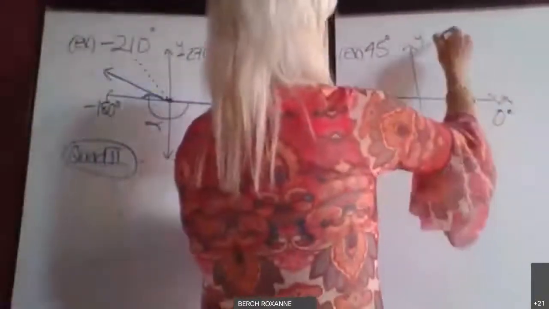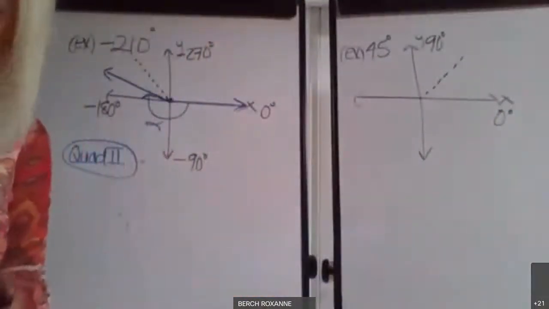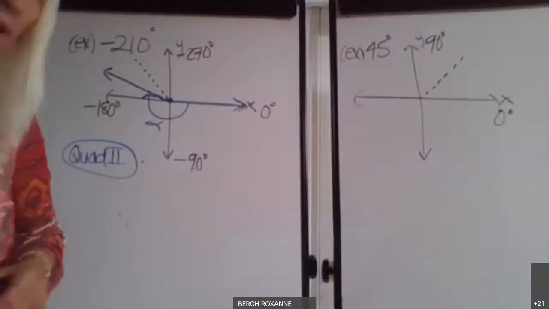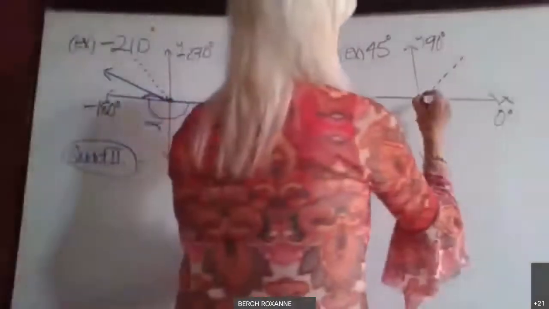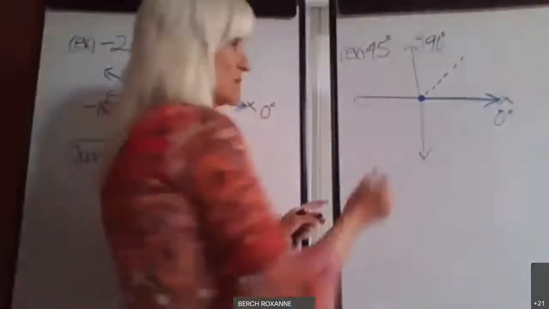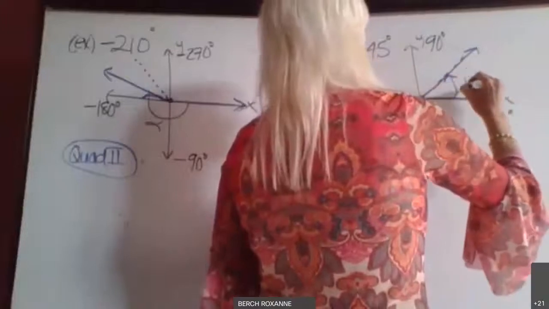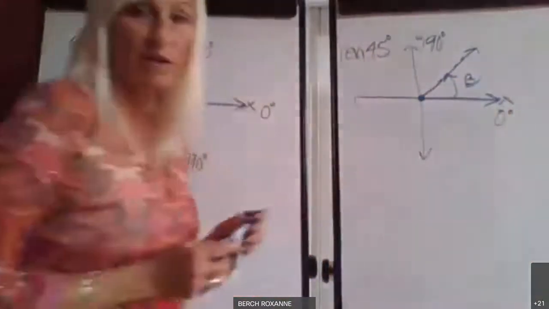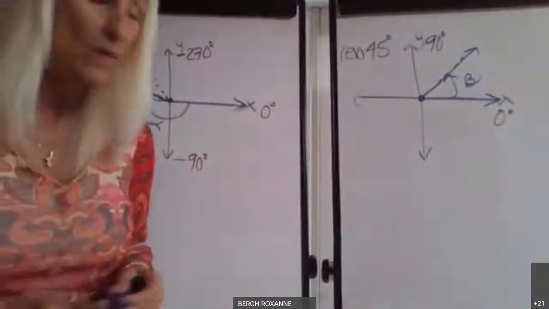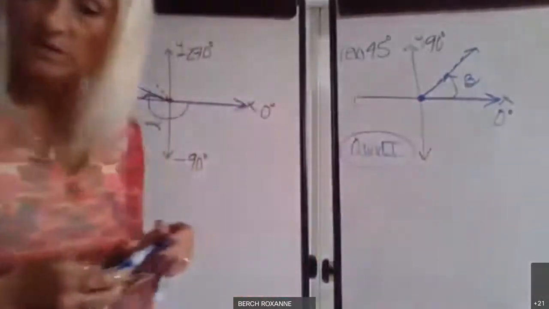So if this was 0 degrees and this was 90 degrees, isn't half of 90 45? So drawing the angle in standard position, your initial side would coincide with the positive x-axis. There's your angle beta. And what quadrant is this in? Quadrant 1.